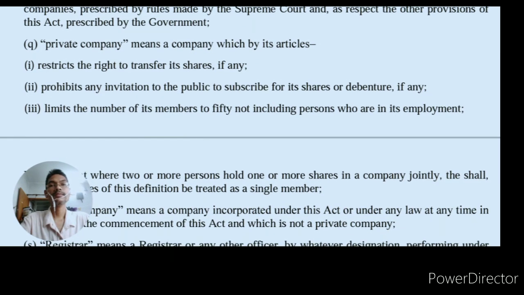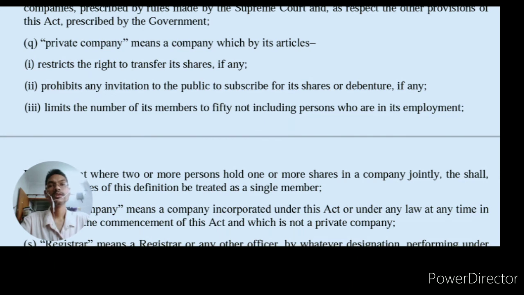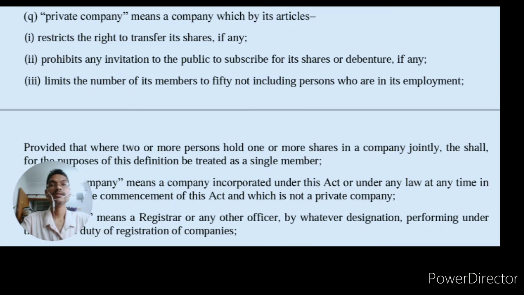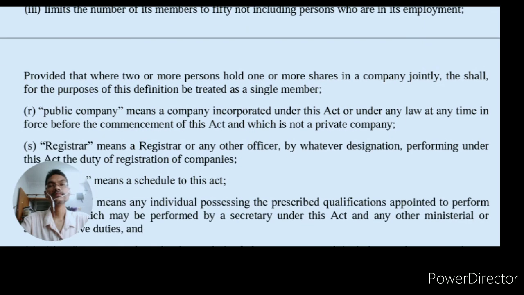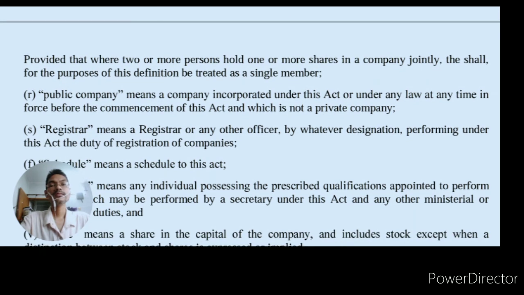Q. Private company means a company which by its articles: 1. Restricts the right to transfer its shares, if any. 2. Prohibits any invitation to the public to subscribe for its shares or debentures, if any. 3. Limits the number of its members to 50, not including persons who are in its employment. Provided that where two or more persons hold one or more shares in a company jointly, they shall for the purpose of this definition be treated as a single member.